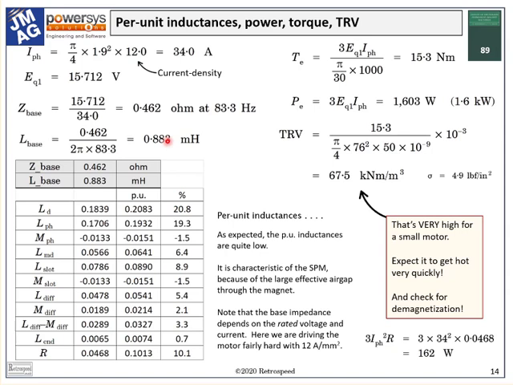We can now collect all the inductance parameters together, and here they are in the table at the bottom left. The values are given in millihenries per phase and also in per unit, using a base impedance calculated from the current and the EMF, the quotient of which is an impedance.